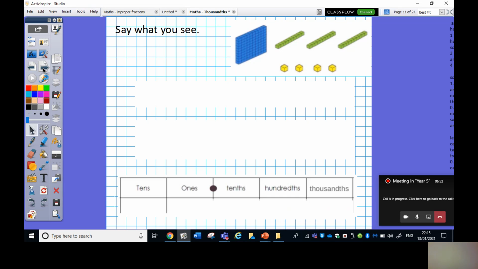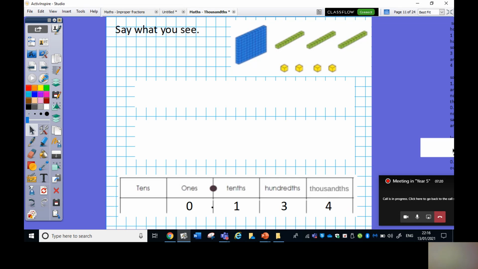Now we're going to say what we see. How many flats do we have? And how do we say that? Good, 1/10. What about the sticks? How many do we have? 300ths. And how many thousandths? Good. So we would represent it as 0.134.